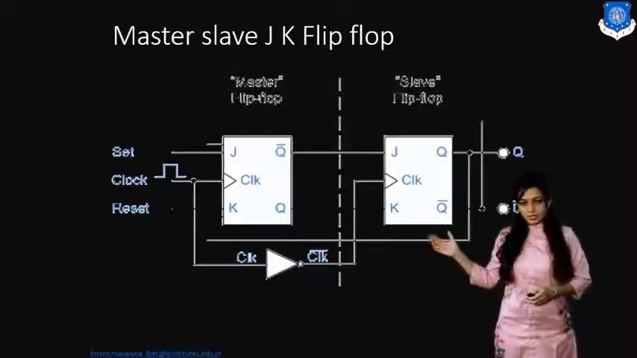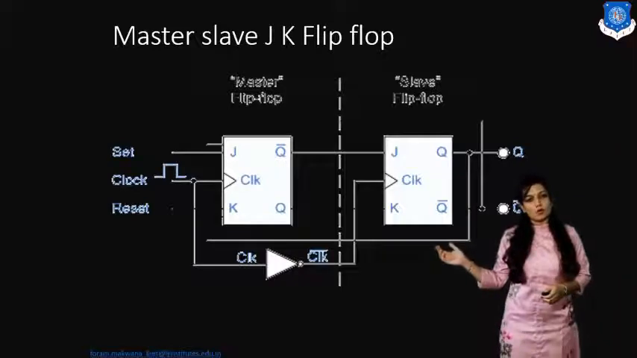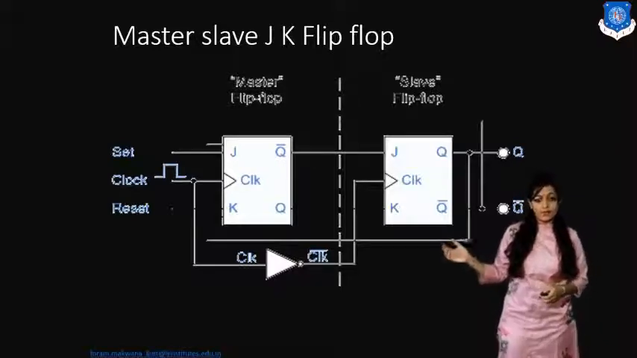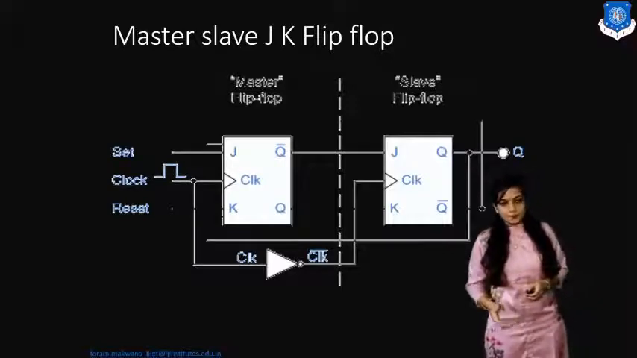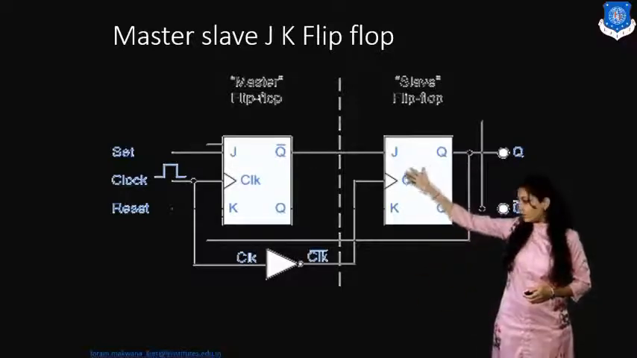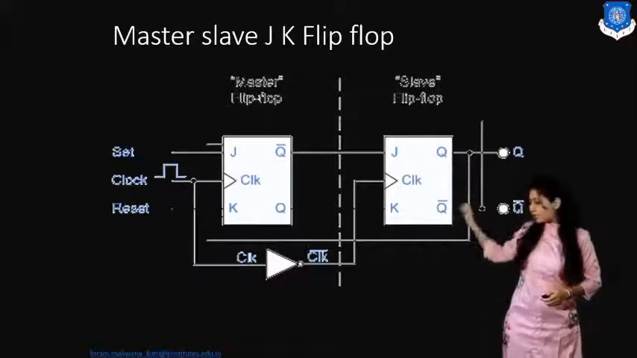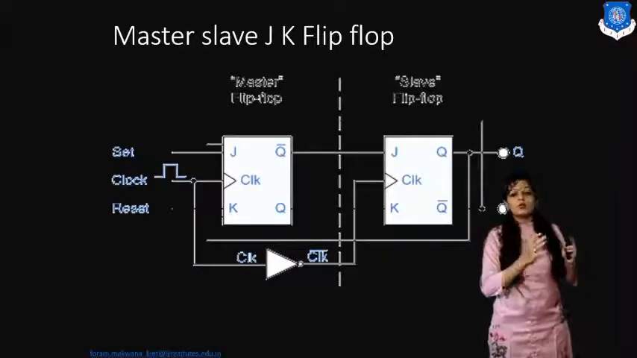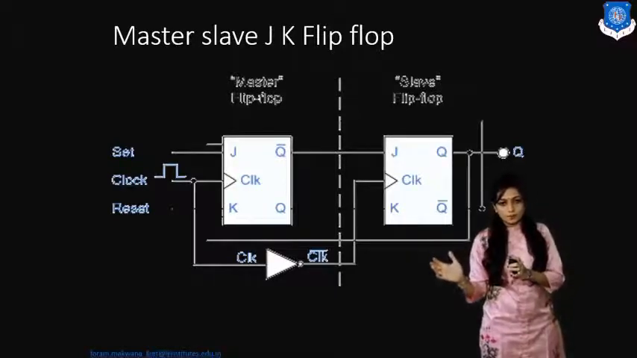See, this is the circuit diagram, or the logical diagram, of the master slave flip-flop. You are able to identify that two JK flip-flops are connected in cascade form. The first one is the master flip-flop and this one is the slave JK flip-flop. So the output of the master flip-flop is applied to the input of the slave flip-flop, right?